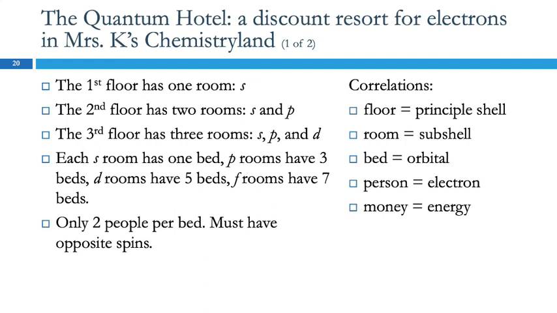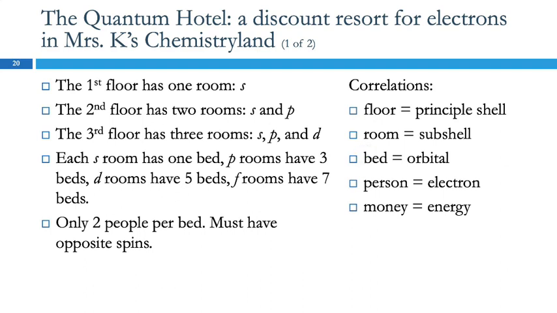Okay, here it is, the quantum hotel, a discount resort for electrons in Mrs. K's chemistry land. This is this imaginary world in my head, right? So think about a hotel, right? You have different floors in a hotel, first, second, third, right? So those correspond to the principal shells or the principal energy levels. That's the quantum number n.